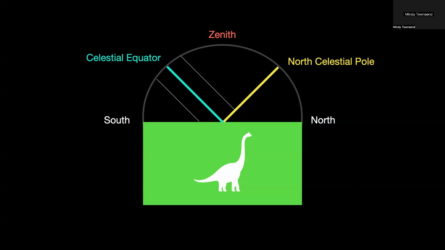The southern hemisphere sees a similar pattern, but it's flipped. We'll be talking about the south celestial pole in the southern hemisphere.